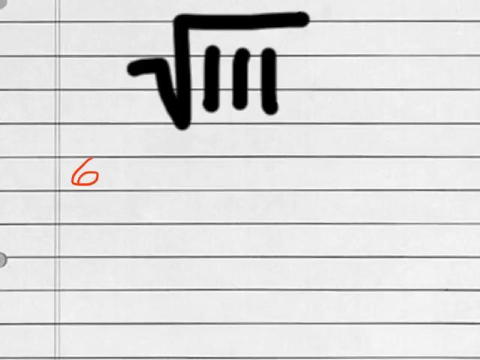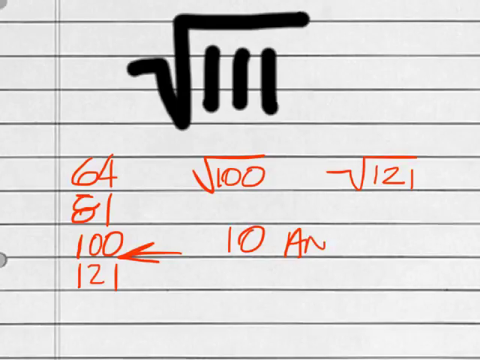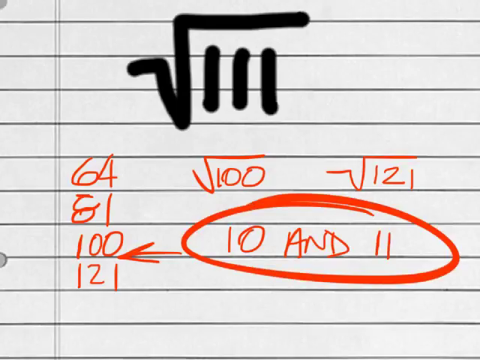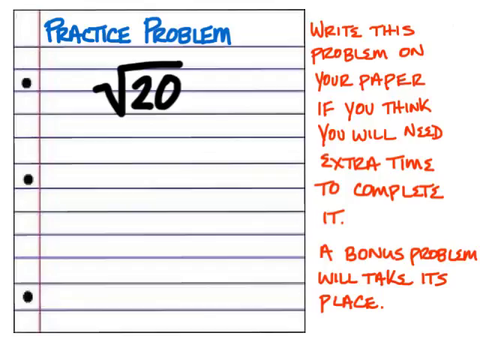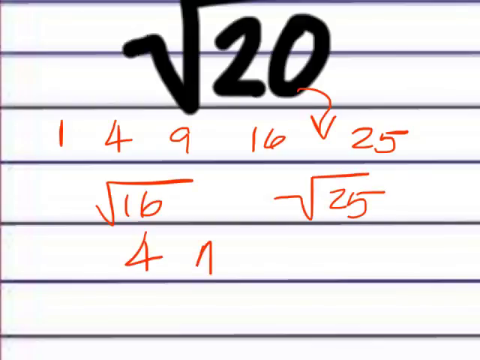Your higher perfect squares are like 64, 81, 100, 121, and there it is. 111 is between those 2 numbers. So you need the square root of 100 and the square root of 121, which is 10 and 11. Your perfect squares are 1, 4, 9, 16, 25. This falls in there. So square root of 16, square root of 25 is going to be 4 and 5.